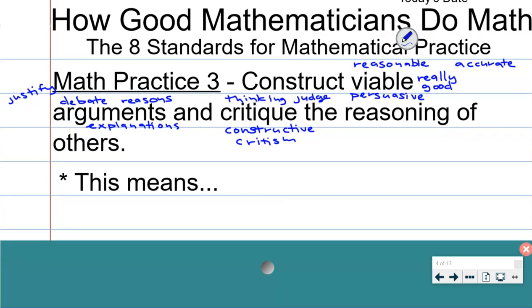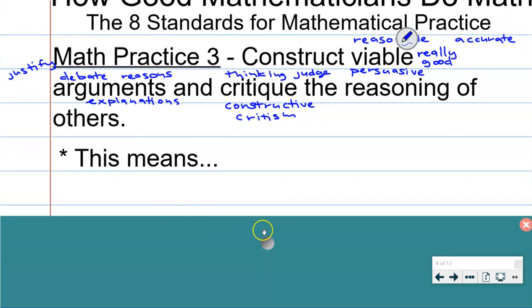All right, and I'm looking for a few students to share. What does this mean? What did you write down? When I say construct viable arguments and critique the reasoning of others, what does that mean? Go ahead. I think it means if someone says something that you don't agree with, you try and kind of fix it. Yes, I do think that that is a big part of it. Thank you for sharing that, Jamie. It's a little bit more than that, though, too.